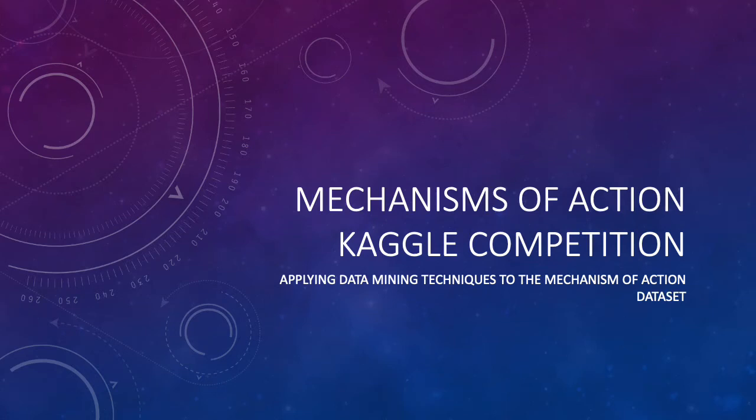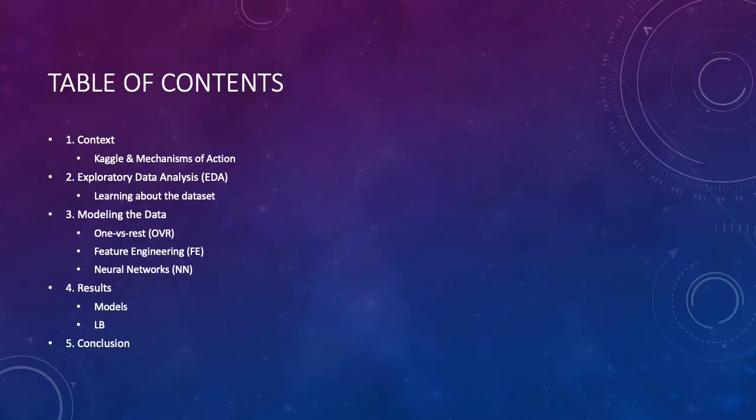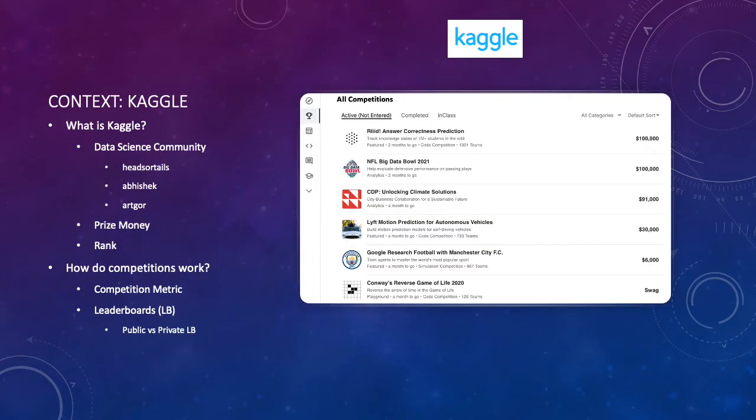This is the Mechanisms of Action Kaggle competition, and I'm going to be using the data mining techniques learned in class and applying them to this data set. What we're going to go over is the context: what is Kaggle, and what is this competition? Then we'll talk about exploratory data analysis, looking at the data, how it's going to be modeled using traditional techniques, adding feature engineering, and then progressing towards neural networks. We're going to look at the results of these methods, with comparisons to the other competitors, and then we're going to have some concluding remarks.